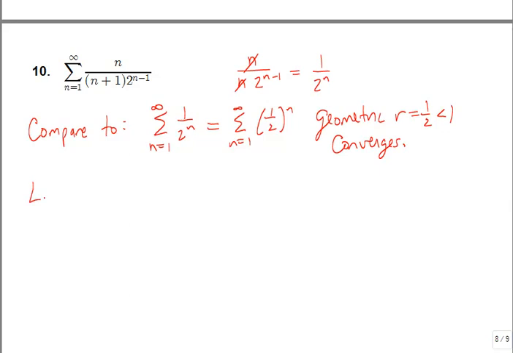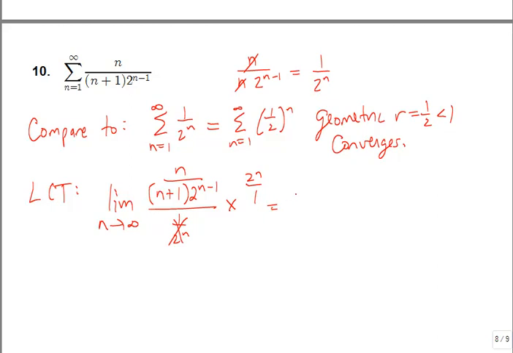So if we do our limit comparison test, we're going to look at the limit as n goes to infinity of the unknown function on top over the known function. And I'm going to multiply by the reciprocal. So this becomes the limit as n goes to infinity of n times 2 to the n over n plus 1 times 2 to the n minus 1.